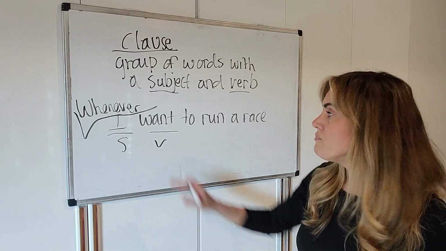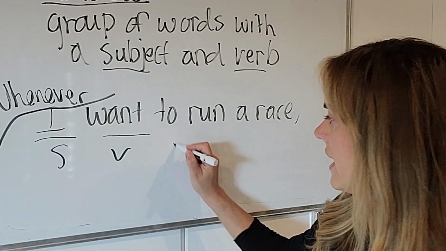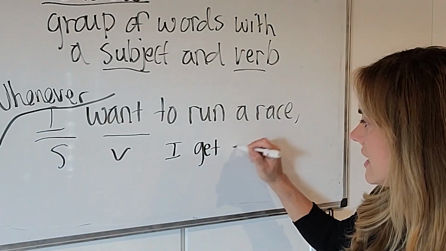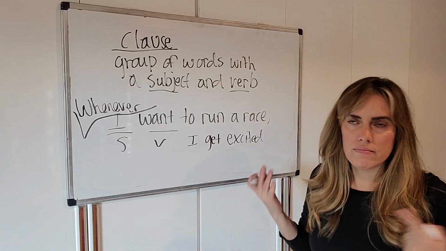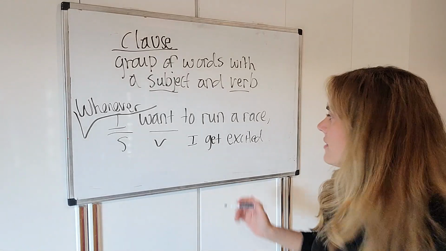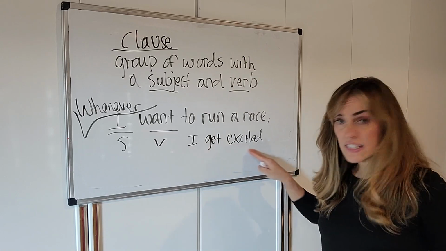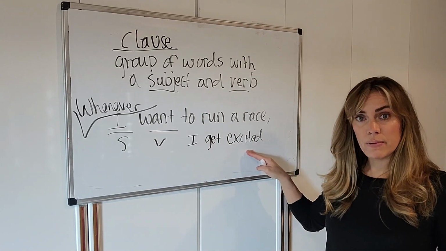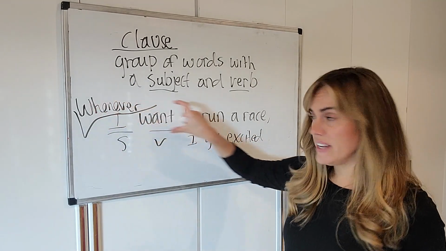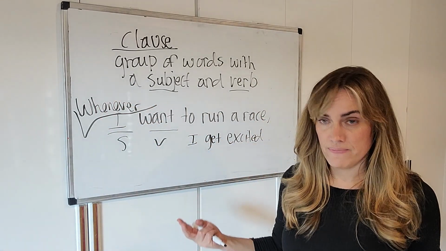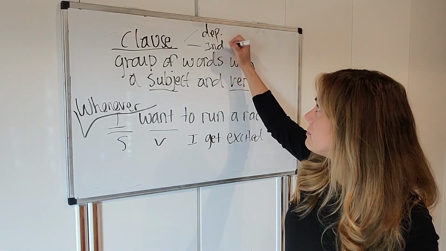So for example, whenever I want to run a race, I get excited. Okay? Thinking about running a race. Whenever I want to run a race, comma, I get excited. This is a complete sentence. This is an independent clause. It has a subject, verb, complete thought. This is a dependent clause because it's not complete. Okay? So there are dependent clauses and there are independent clauses.